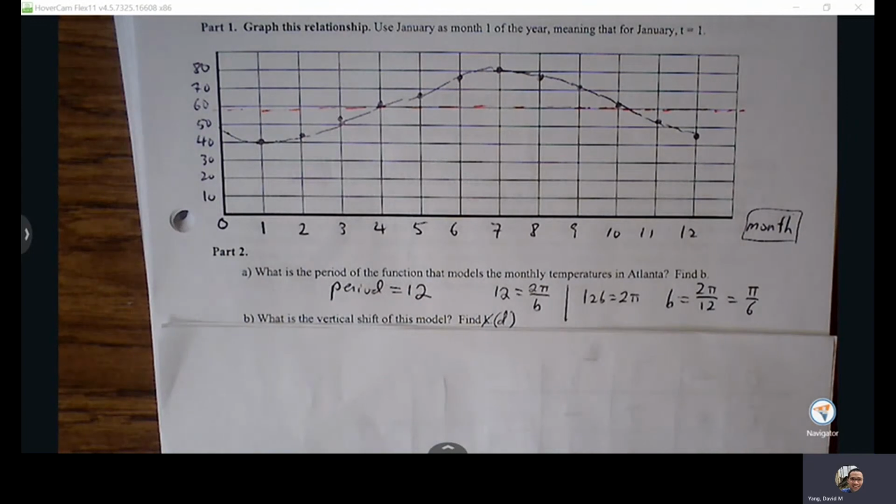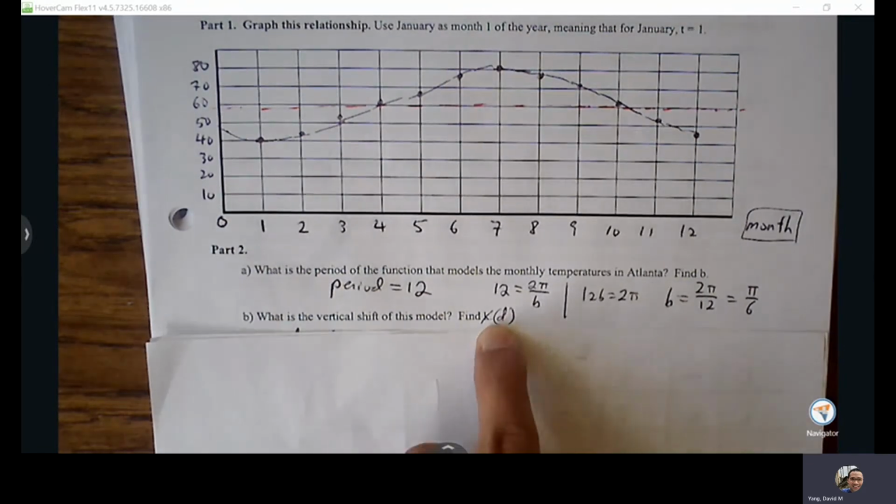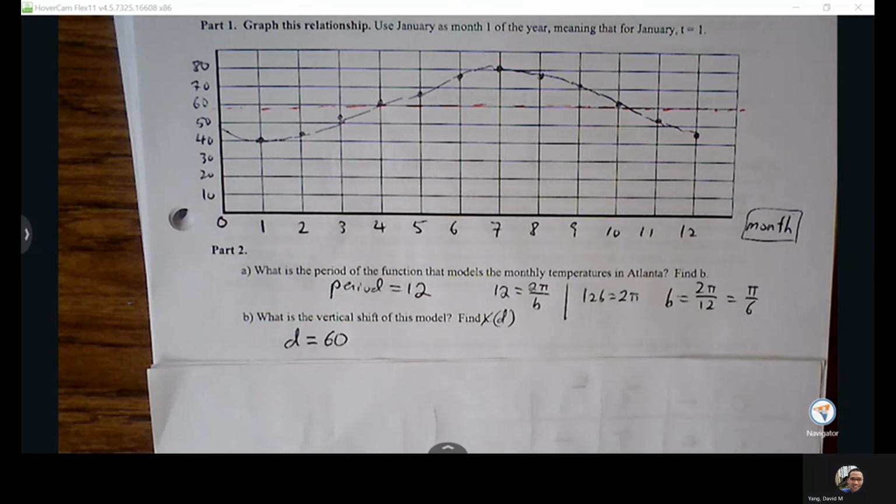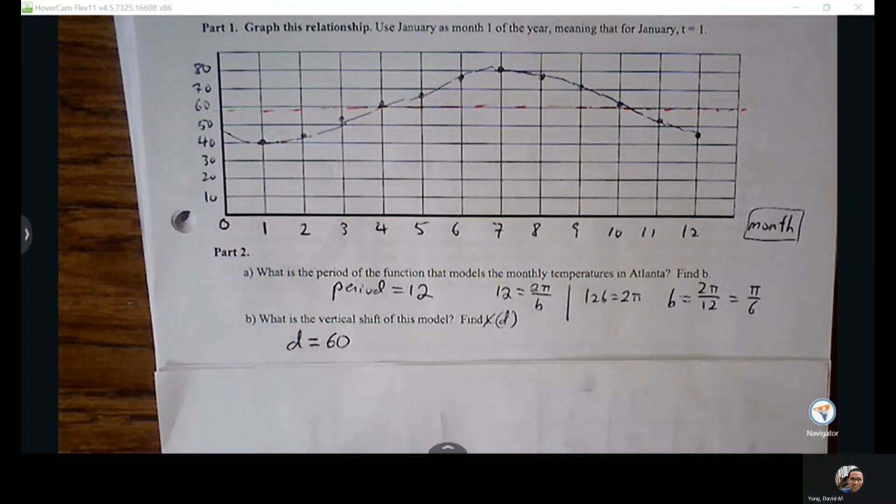Okay, what's the vertical shift of this model? What's the midline? Yeah, it's around 60, right? It says K, but I meant for that to be D. And if you can have a dotted line representing your midline, then it's easier to measure your amplitude, right? What's your amplitude? 20, yeah. Midline to the max. Midline to the peak.